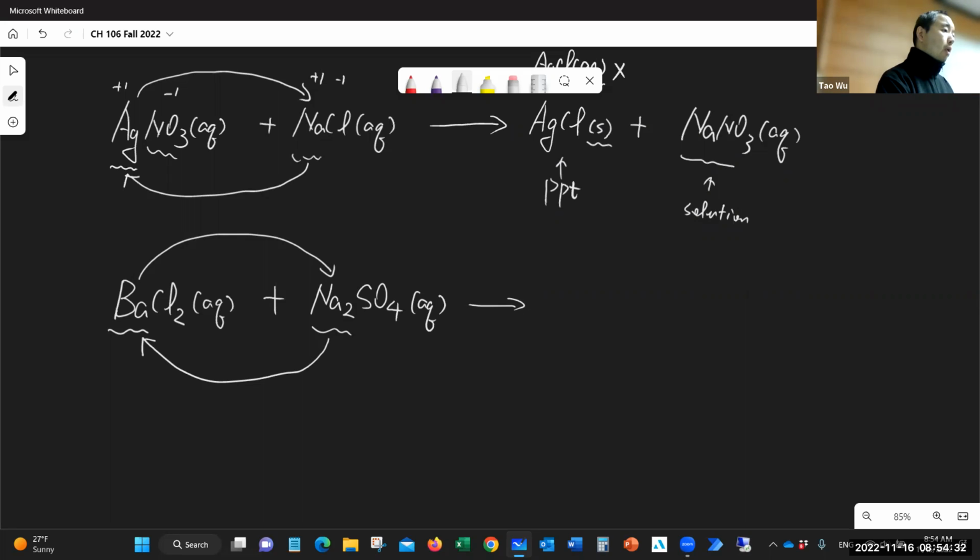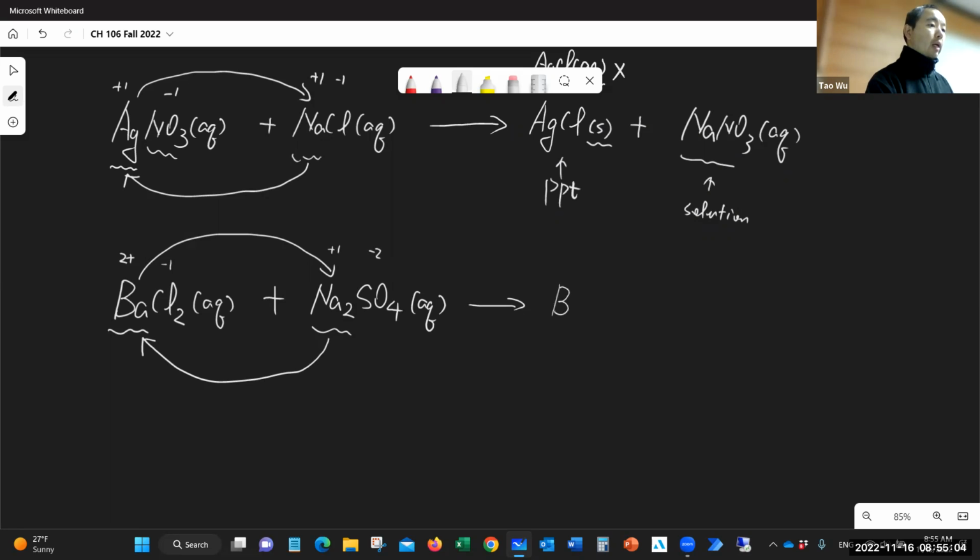Barium, what is the charge for barium? It has 2+. What is the charge for chloride? 1 minus, right? That is why we have BaCl2 over here. And the charge for sodium is +1 and sulfate is -2. So the barium is going to combine with sulfate. This is 2 plus, this is 2 minus. So what is the correct formula?